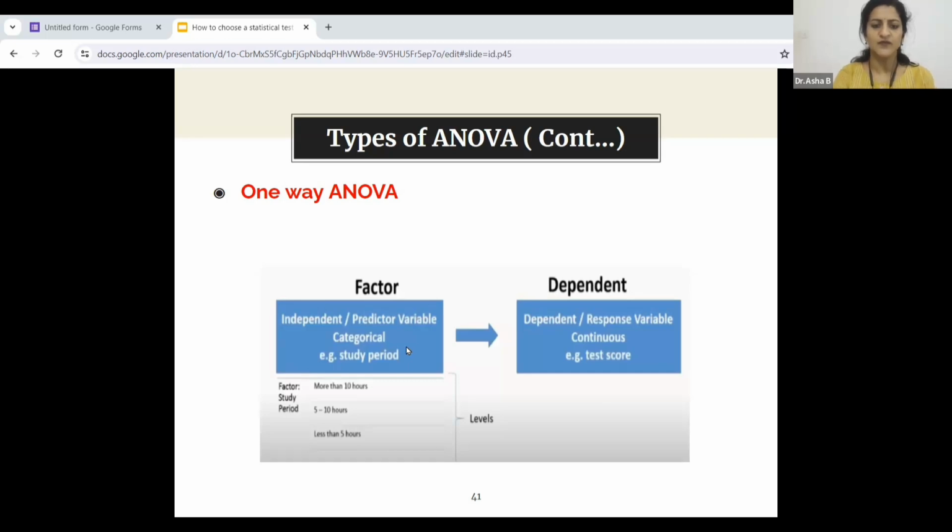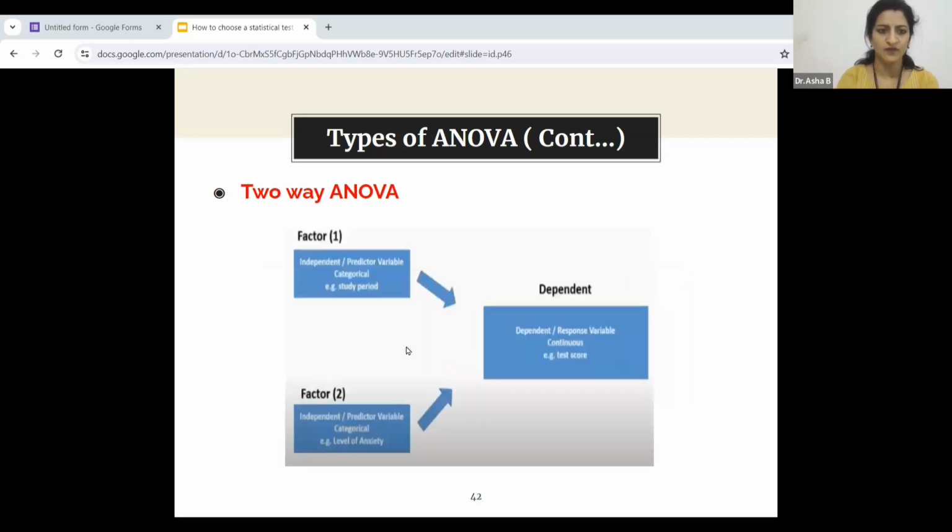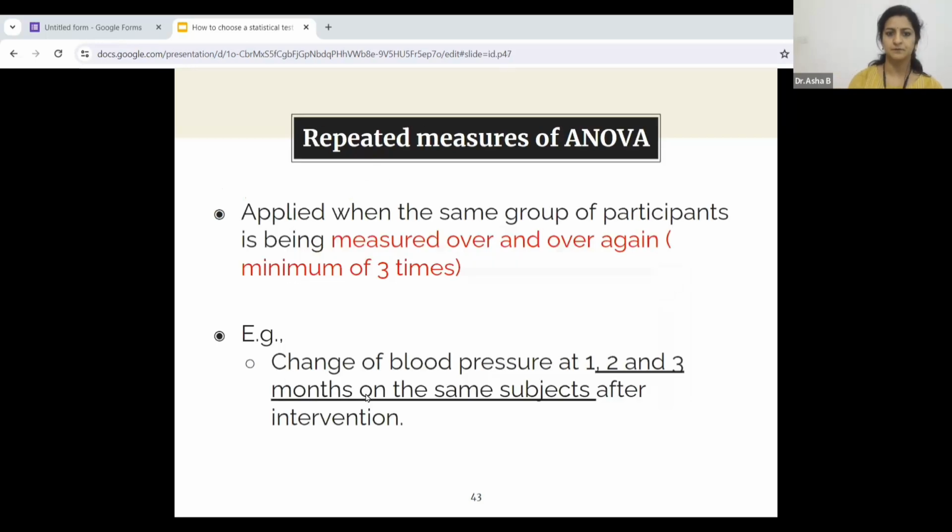If I add one more independent variable, like along with the study period, if I want to see the level of anxiety also, then there will be two independent factors. When we have two independent factors, then we have to go for two-way ANOVA. In both one-way and two-way ANOVA, the dependent variable will be only one. So it's mainly categorized based on independent variables.